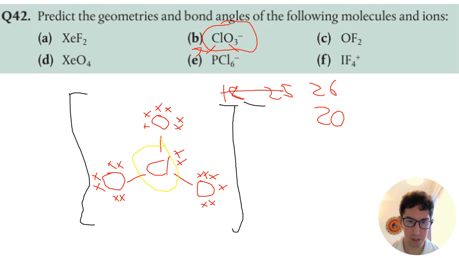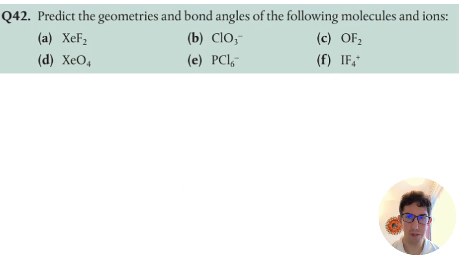Okay, let's do another one. Let's try one which has an expanded octet. Let's do IF4 plus because it's my favorite shape. So starting off, obviously the central element is I because there's one of it, but 4 fluorines going around it, spread out around it.